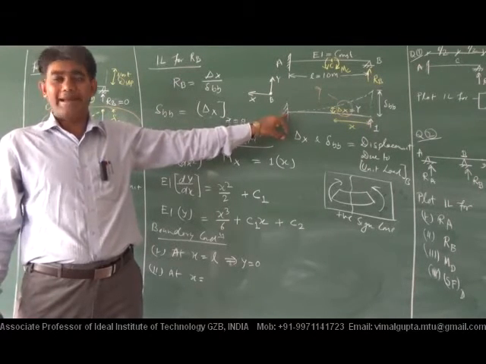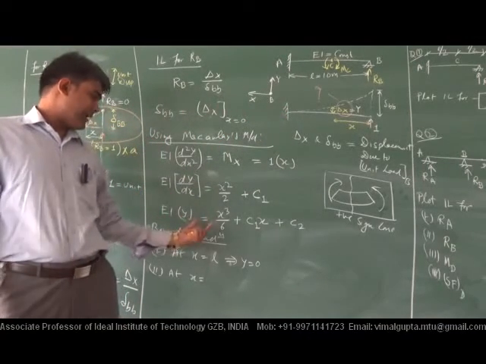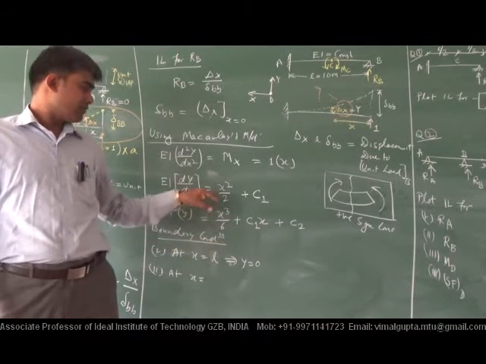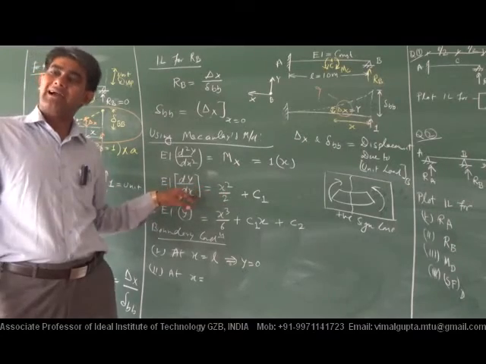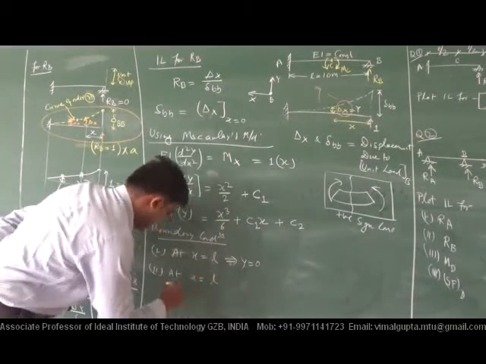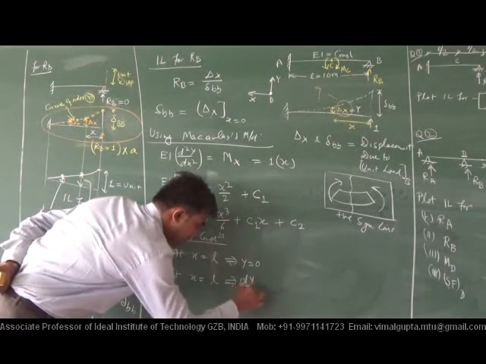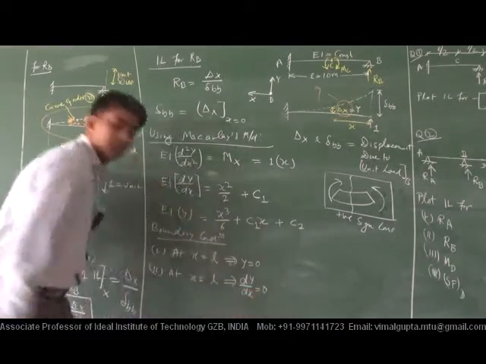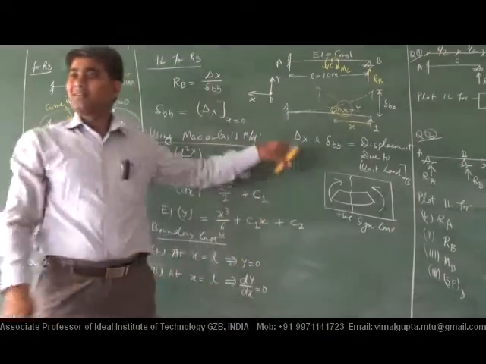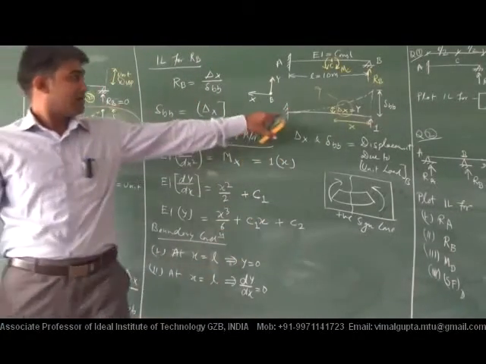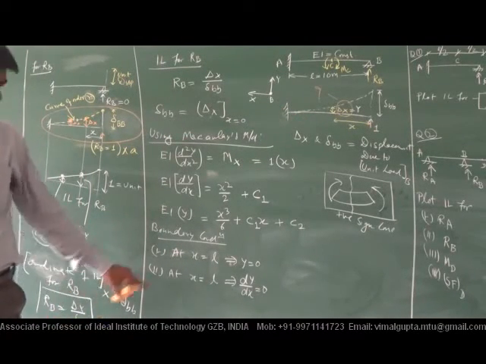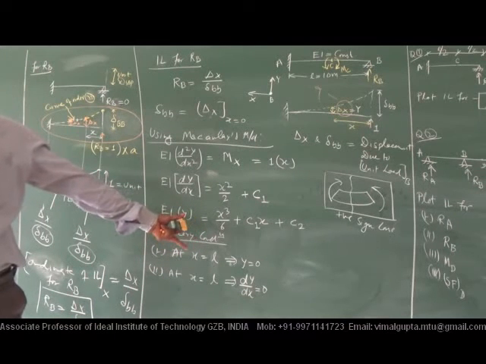Got it, everybody? We need two equations. It doesn't mean that we need boundary conditions only in terms of x and y. We can also have boundary conditions in terms of x and dy by dx, no problem. So at x is equal to L, we have dy by dx equals 0 because it is fixed. That is why I said look at this point, this fixed support. Agreed? Now it is very simple to find the values of C1 and C2.